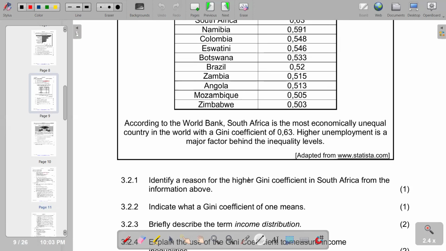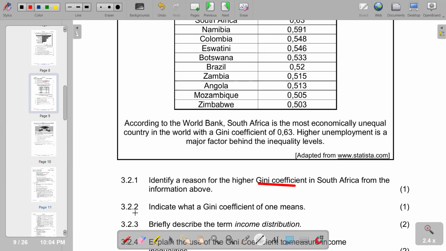So we also need to understand what we mean by a Gini coefficient. Basically, a Gini coefficient is a statistical measure of the degree of variation represented in a set of values, used especially in analyzing income inequality. So that is a Gini coefficient. The question requires us to identify a reason for the higher Gini coefficient in South Africa. So you would see that it is higher unemployment. That's why we are having a higher Gini coefficient. Higher unemployment is the reason.